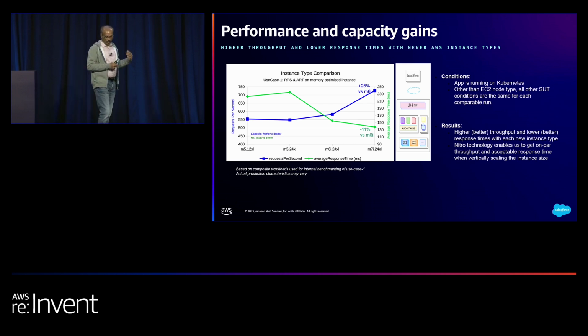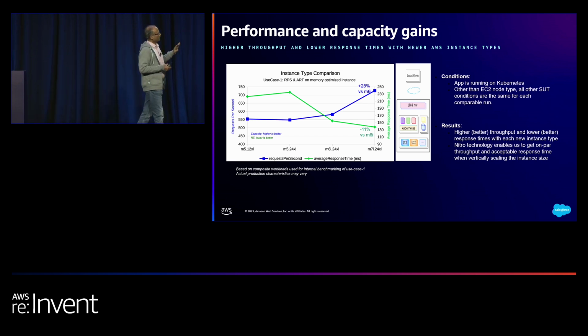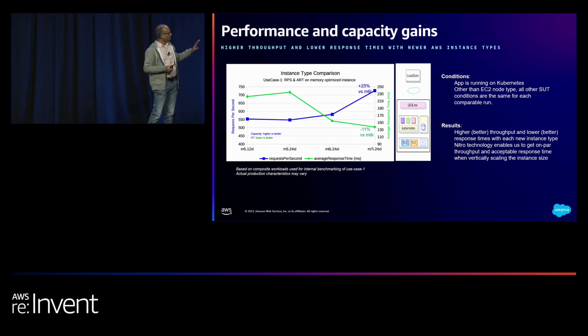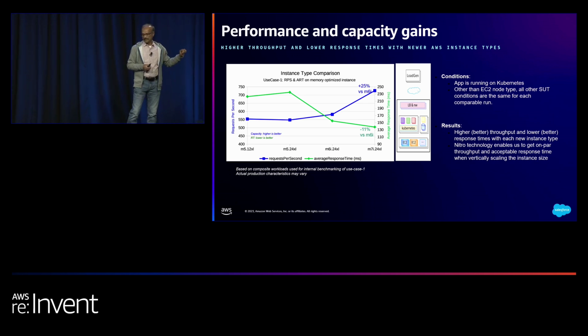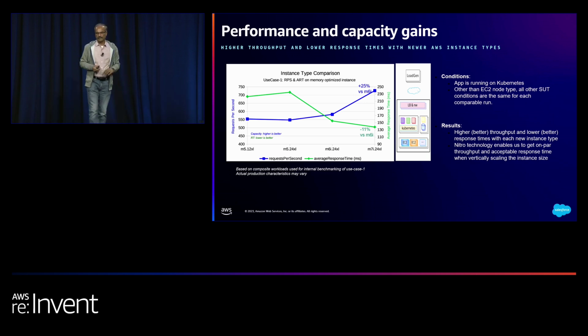And similarly, now we are evaluating, this is the latest from our lab, the M7i.24XL. As you can see here, when you compare the M7i.24XL with the M6i, the throughput has increased by 25%, and the response times have reduced by 11%, which means it has become faster by 11%, which is a great trend to have.